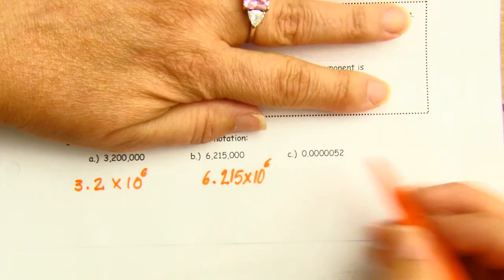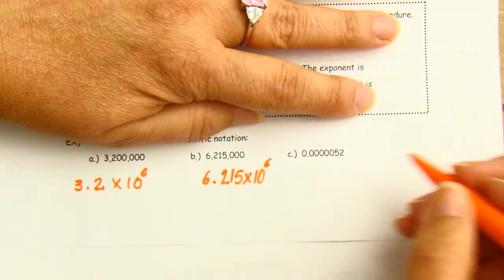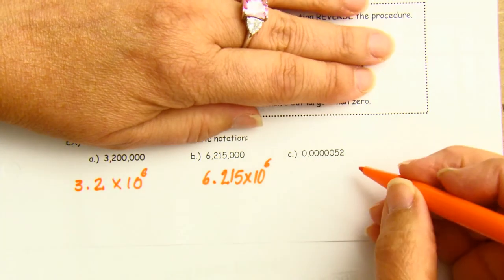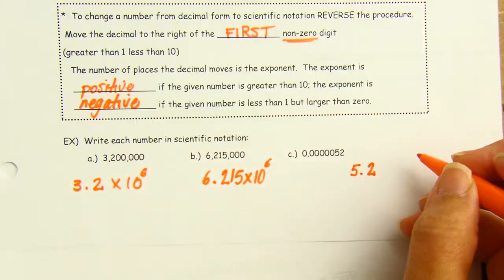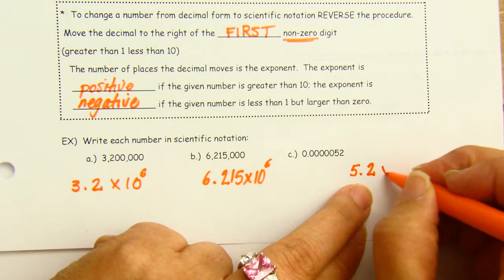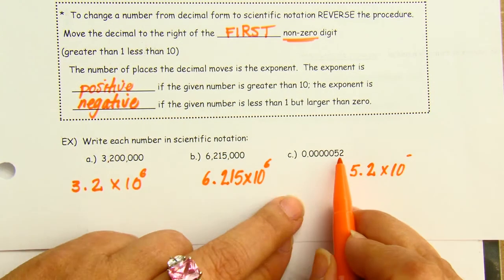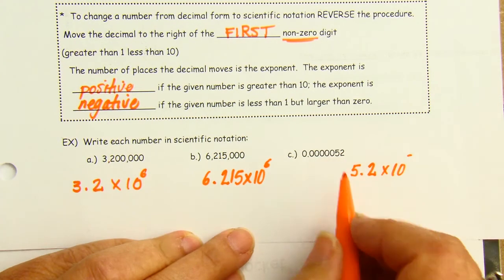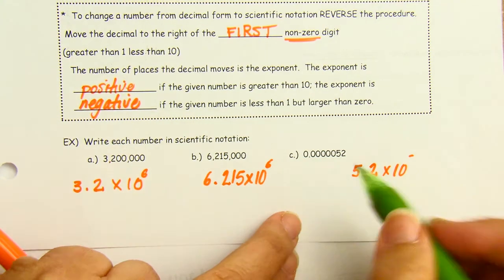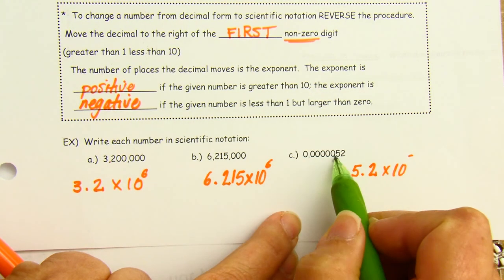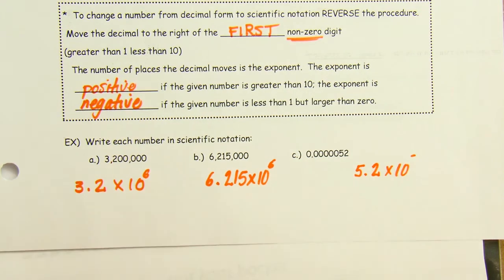Notice in part C, this is a number that's between 0 and 1, so my exponent is going to be negative for sure. Well, my decimal is 5.2. 5.2 times 10 to some power. I know it's a negative power. Now, I'm going to go backwards. How many places to the left do I go? If I put the decimal right here after the 5, I'd have to move it 1, 2, 3, 4, 5, 6 places. So that's to the negative 6 power.